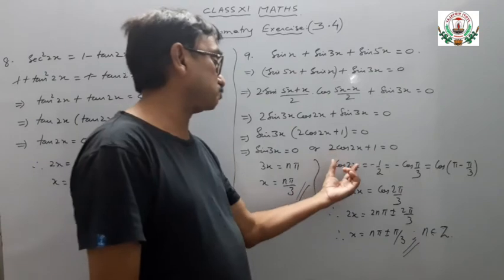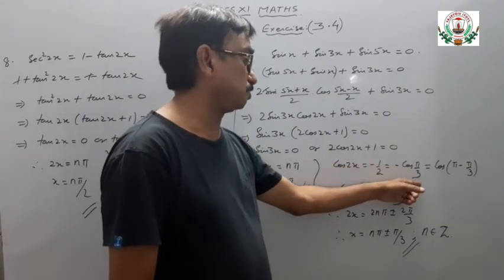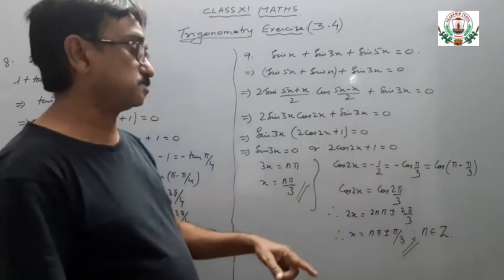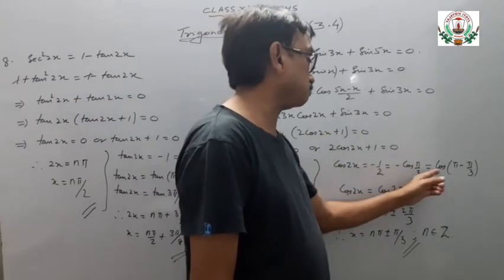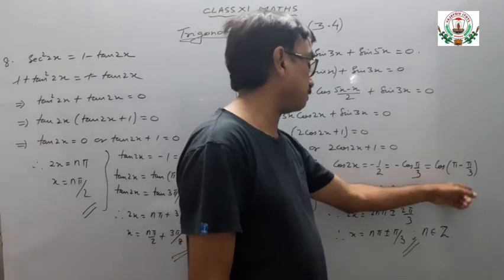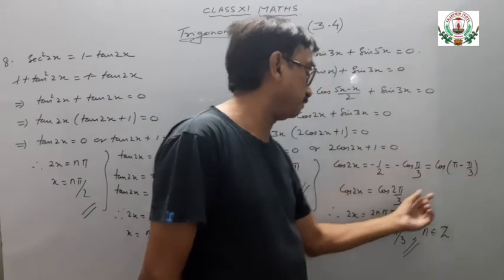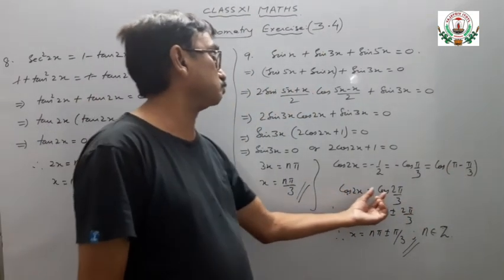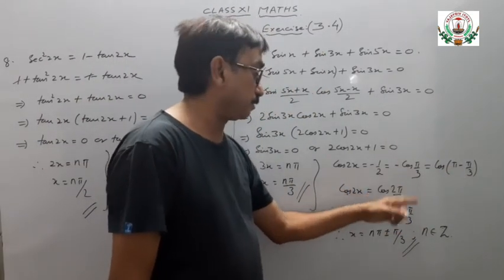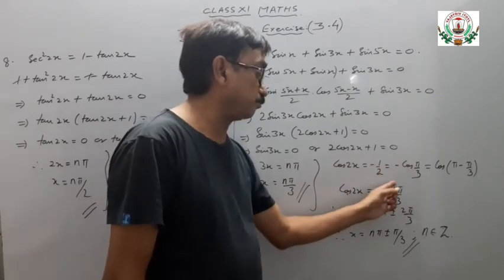And the second one is cos 2x equals minus 1 by 2, that is minus of cos 60 degrees, and cos(180 minus theta) is minus cos theta, so we can write minus cos pi by 3 as cos(180 minus pi by 3). So after simplification, 3 pi minus pi, that is 2 pi by 3. So cos 2x will be equal to cos 2 pi by 3, which is equal to minus 1 by 2. So we have to make this angle positive here.